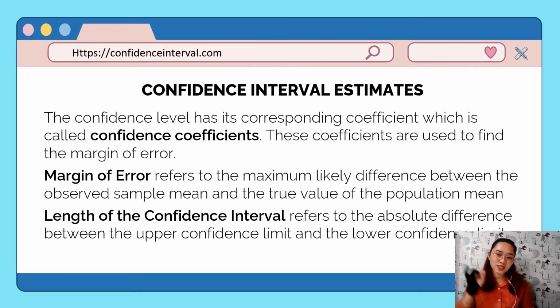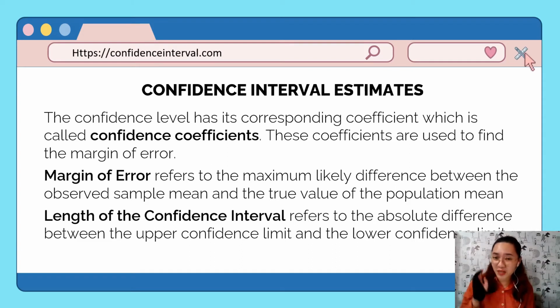Sa estimation natin, hindi natin sigurado na nandun yung true value of our population mean. Kaya meron tayong tinatawag na margin of error natin. Ito yung pinagkaiba o yung difference ng ating population mean sa sample mean natin. And to get the length of the confidence interval, kunin lang po natin yung difference ng ating upper limit and the lower confidence limit. Or pwede rin nating sabihin, this is twice our margin of error.